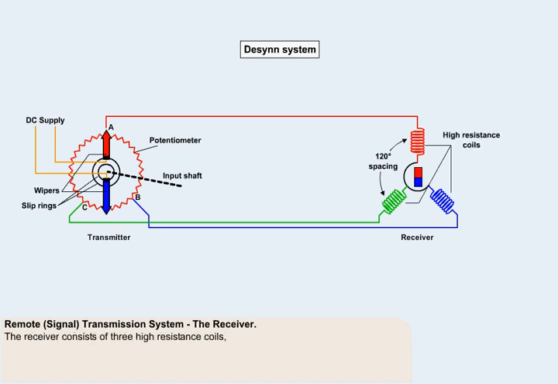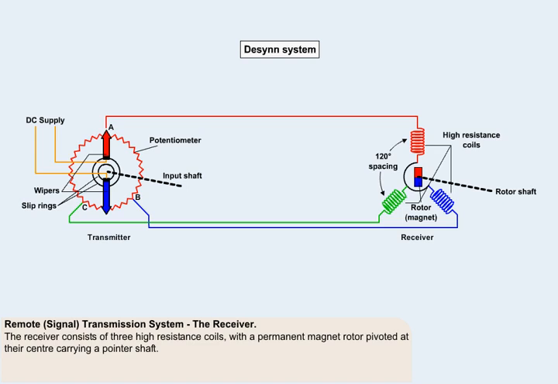The receiver consists of three high-resistance coils, whose axes are spaced 120 degrees apart, with a permanent magnet rotor pivoted at their center carrying a pointer shaft. The three coils are connected to the tapping points A, B and C in the transmitter.